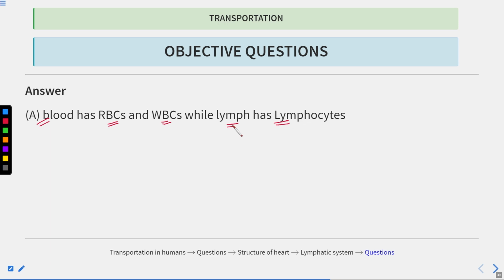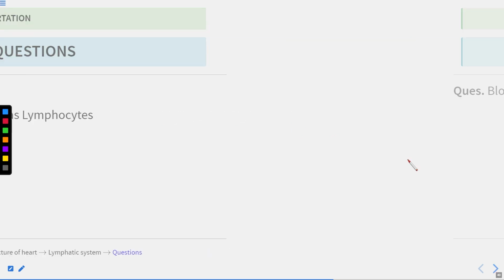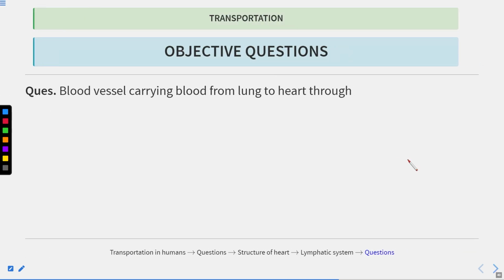When we were studying the lymphatic system, we studied that lymph is devoid of RBCs as well as WBCs, but it contains lymphocytes as well as antibodies. These lymphocytes and antibodies help us to fight against pathogens, or foreign antigens, and they kill the germs and thus protect our body. Clear? Now the next question is blood vessels carrying the blood from lung towards the heart.